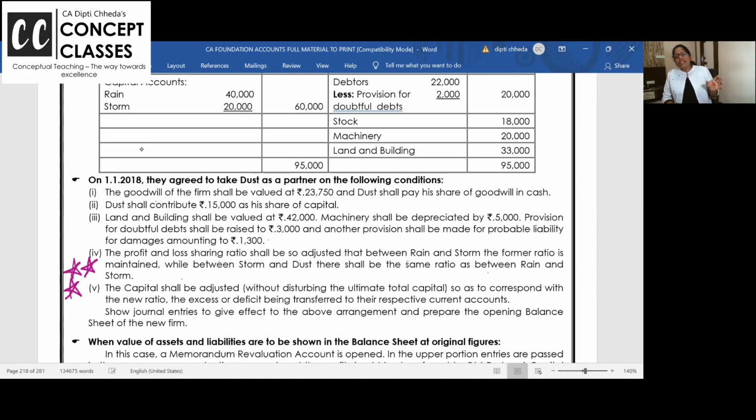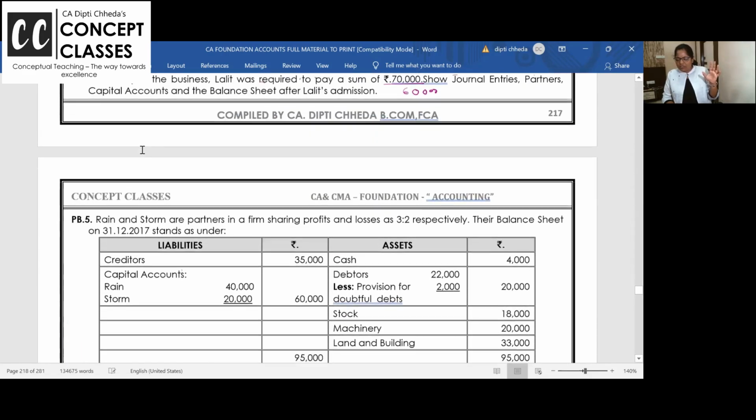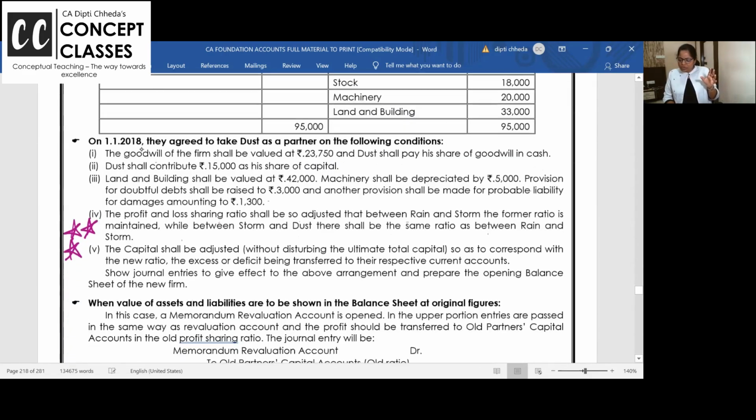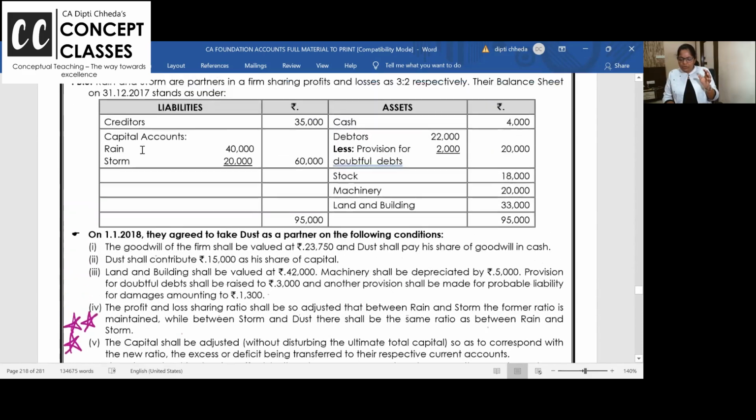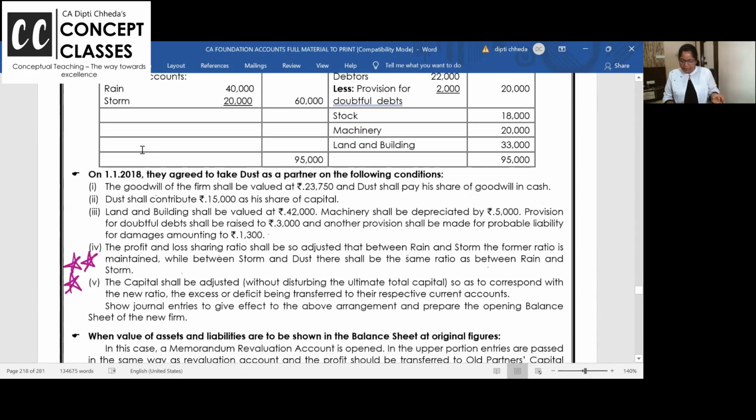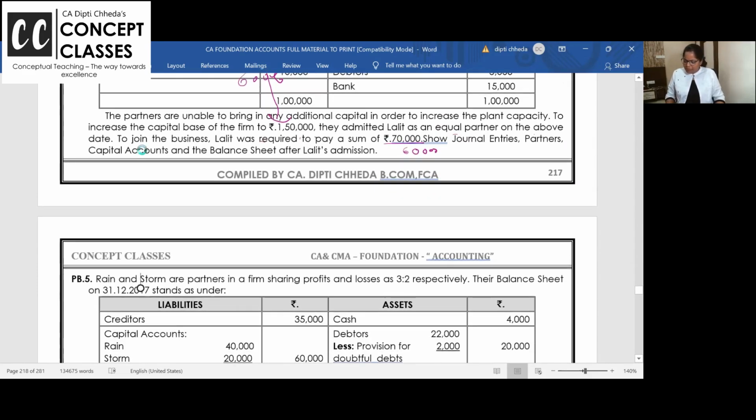So the new ratio has to be such that the Rain and Storm ratio is 3:2, so Storm and Dust also 3:2. Capital should be adjusted using total capital. In the last problem I taught you adjustment of the capital, taking the incoming partner's capital account as base. Now total capital as base. Journal entries and prepare the ledgers. Okay, fifth problem we are doing now.